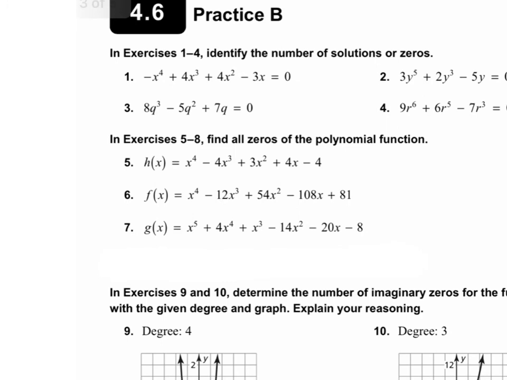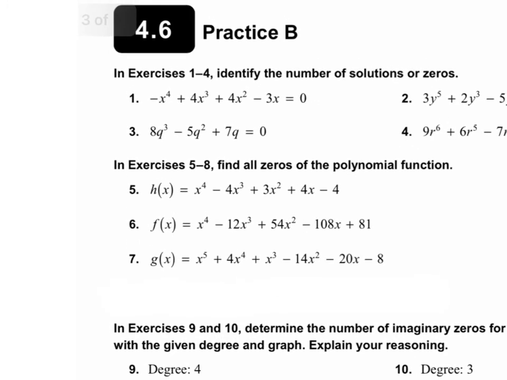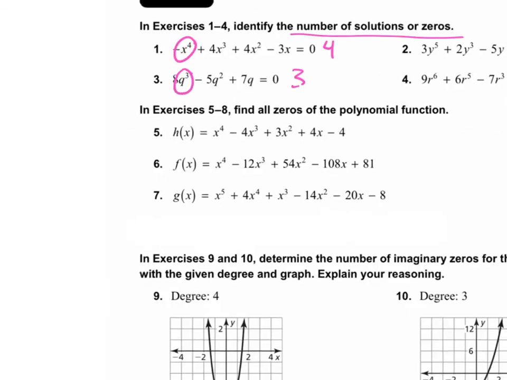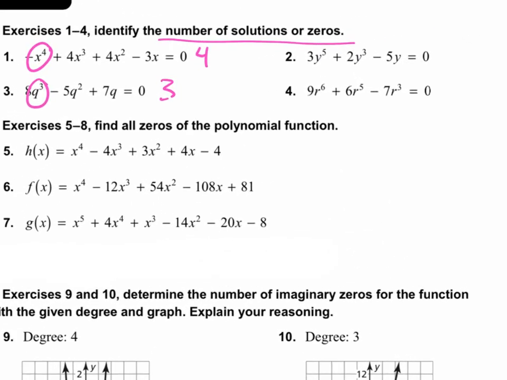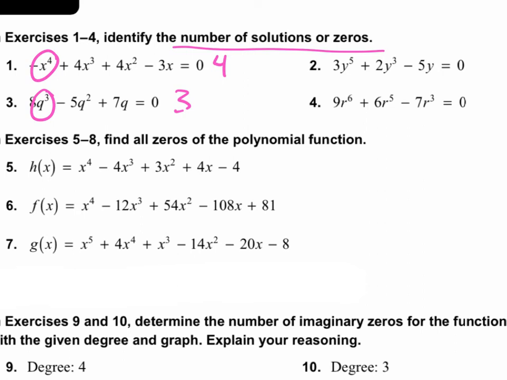Alright, we have 10 minutes. Next, let's look at these, they are easy. So number 1, we're identifying the number of solutions, or zeros. So how many solutions do we have for 1? 4. How many solutions do we have for 3? 3. Remember, we just look at the highest exponent. That tells us our number of solutions. So then we're done. Number 5. Find all zeros of the polynomial function. So I'm going to do 5 over here. How can we factor 5?